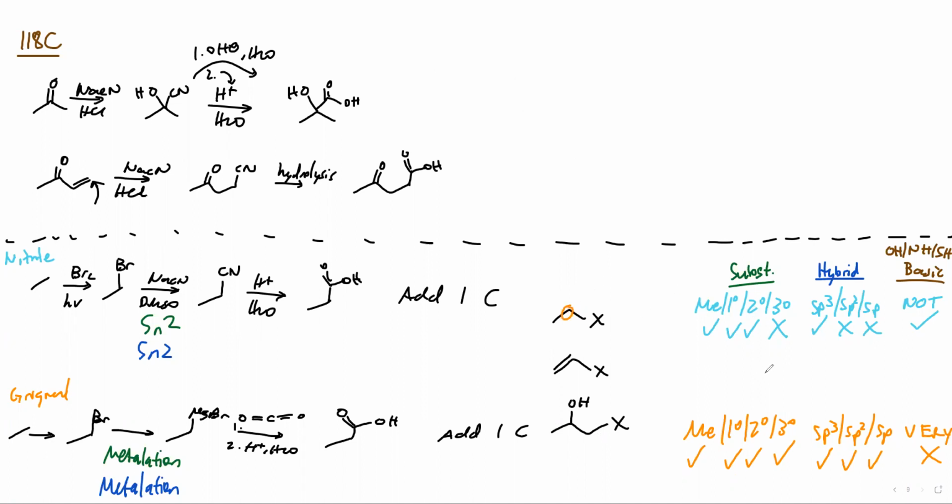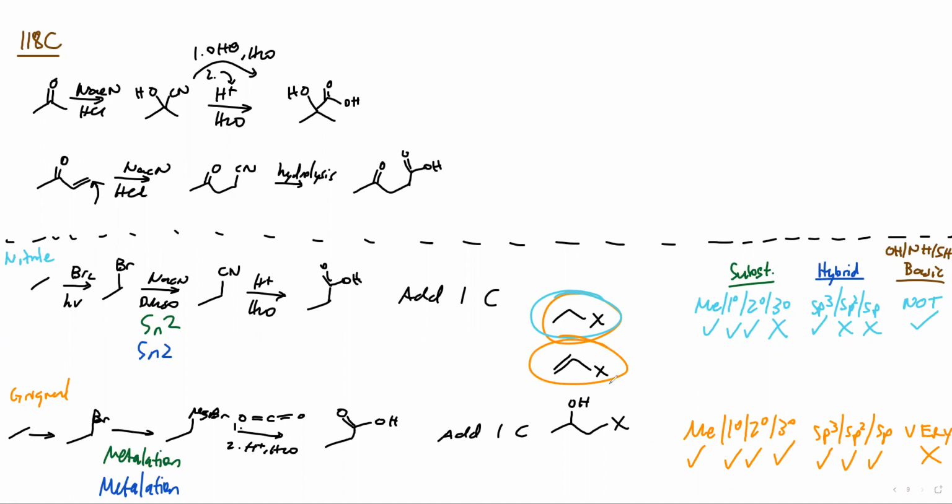Hybridization is sp3, so they both work, and there's no indication of any basic group. So both of these will work great on this one. On this one, substitution is primary, so both work. But hybridization, this is sp2, and therefore Grignard is the only thing that's going to work here. So I would want to use a Grignard synth here.